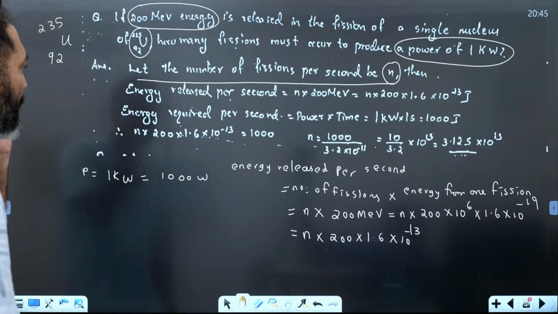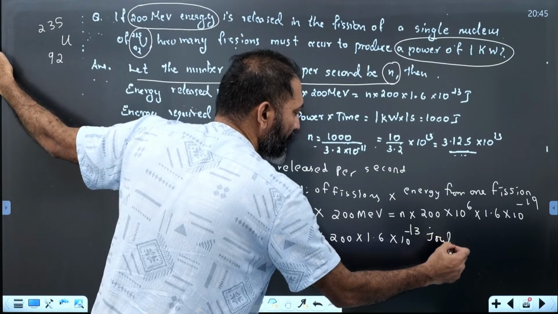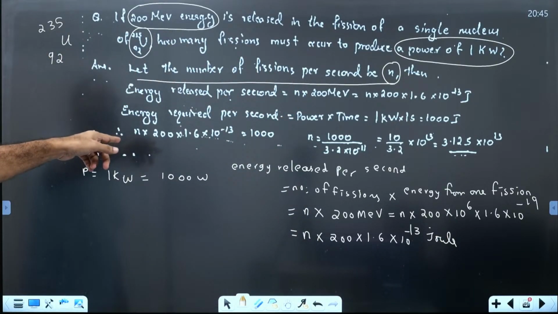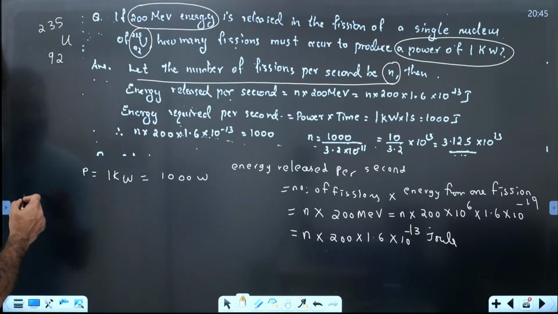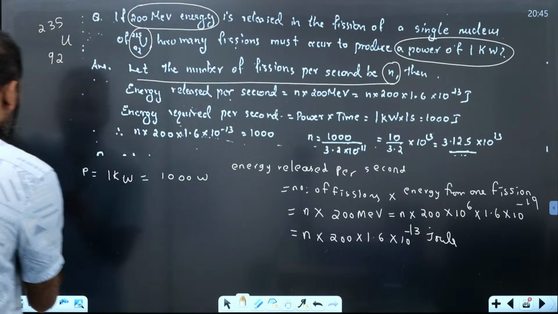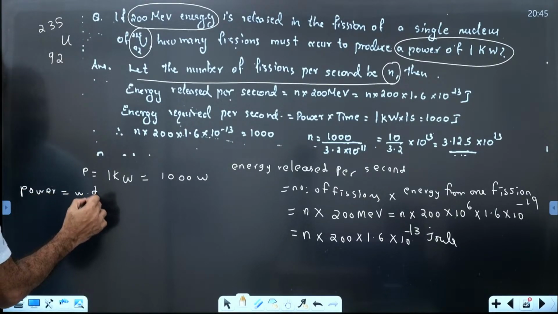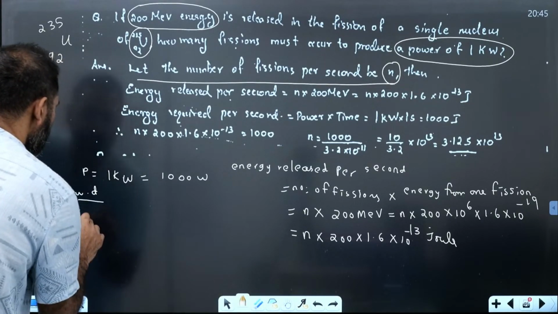Understood? That much joule is the energy released per second. Energy required per second is power into time. Remember, power is equal to work done by time, or energy by time.